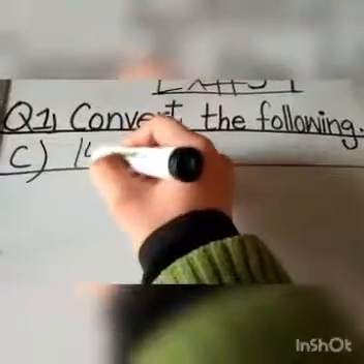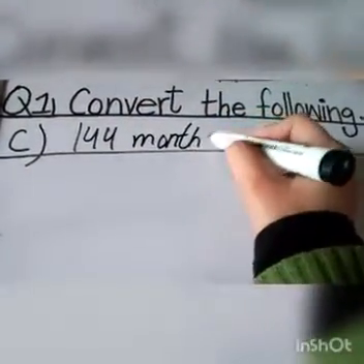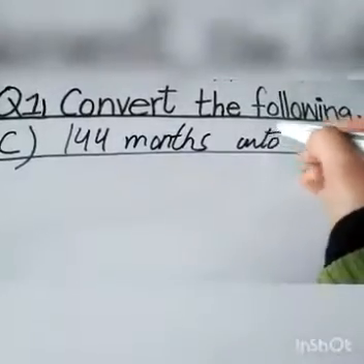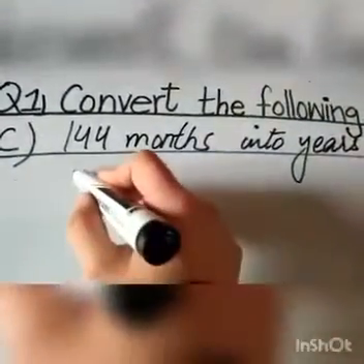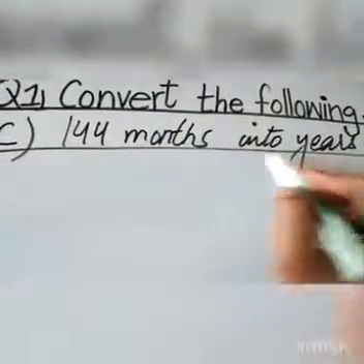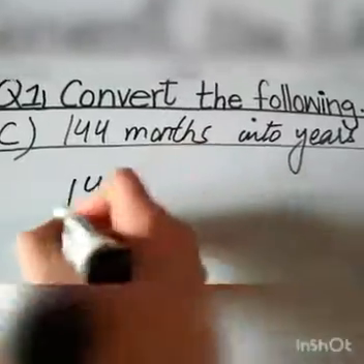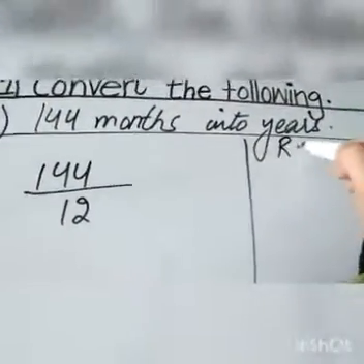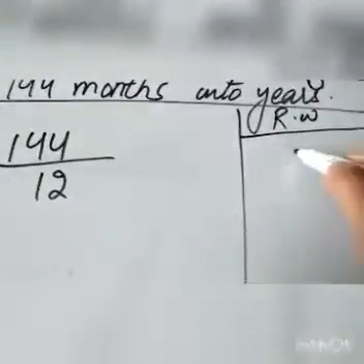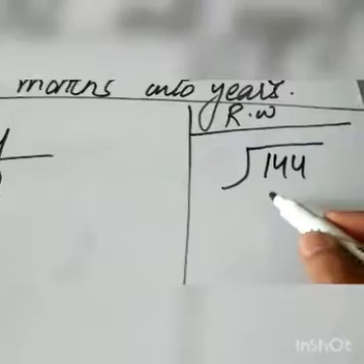Part C, 144 months into years. Class, when we convert months into years, we have to divide it by 12. 144 divided by 12. Now you can see the division in rough work. 144 is our dividend and 12 is our divisor.